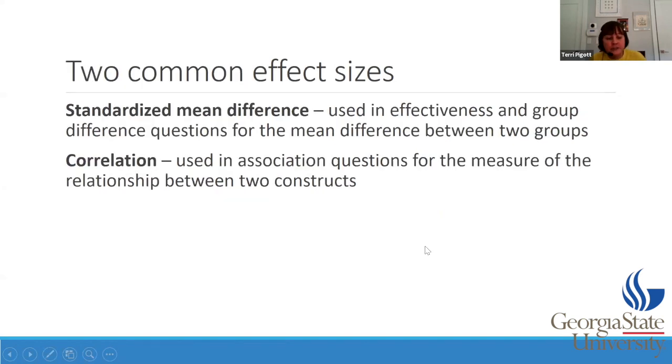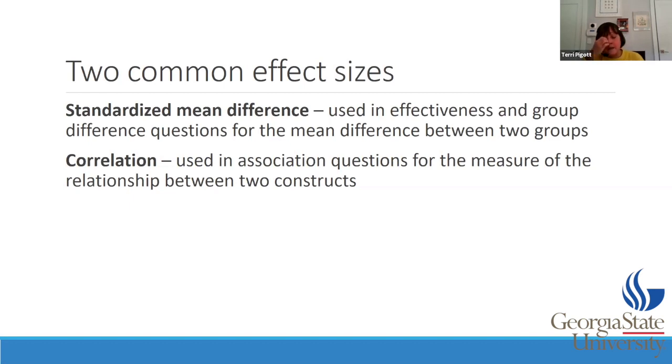There are two common effect sizes that relate to the kinds of questions that I've posed in this particular presentation. They are the standardized mean difference and the correlation. We use the standardized mean difference when we're interested in effectiveness questions, when we're asking whether an intervention is effective, whether the experimental group that got the intervention is performing better than a control group. We also use the standardized mean difference when we're thinking about group difference questions.